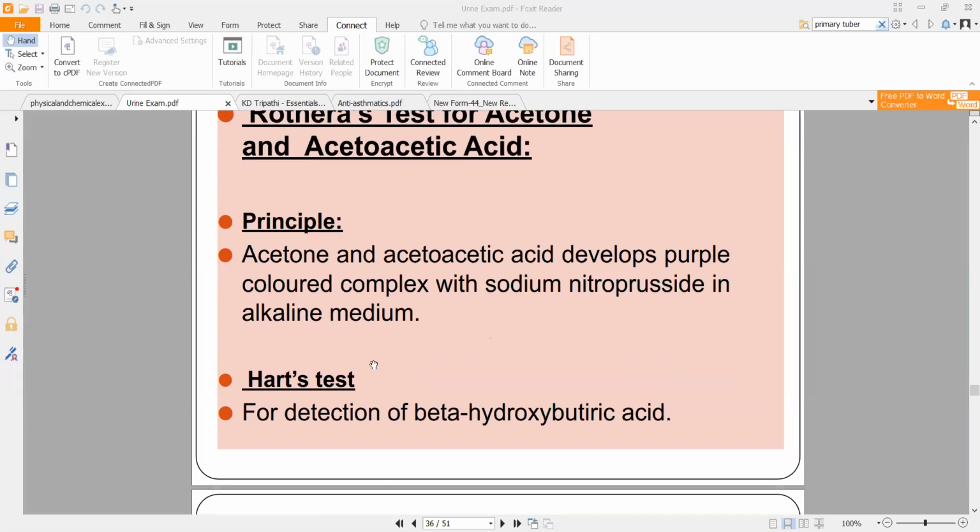Through this test, you'll not be able to detect beta hydroxybutyric acid. You can only find acetone and acetoacetic acid. For the beta hydroxybutyric acid, you'll need Hart's test. We'll go over that after this, but hold on.